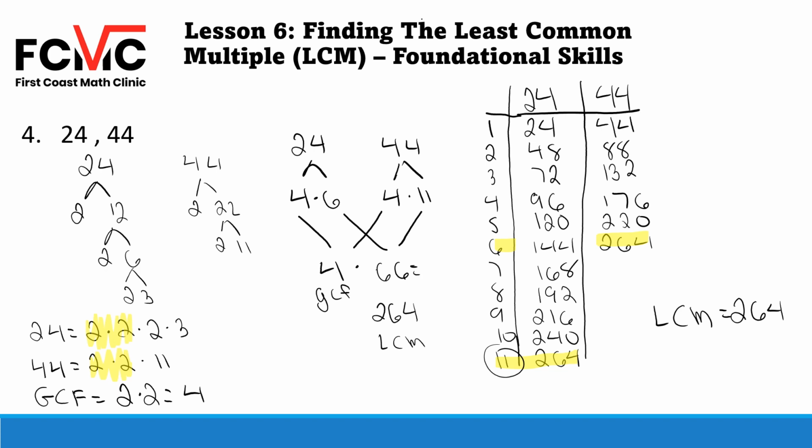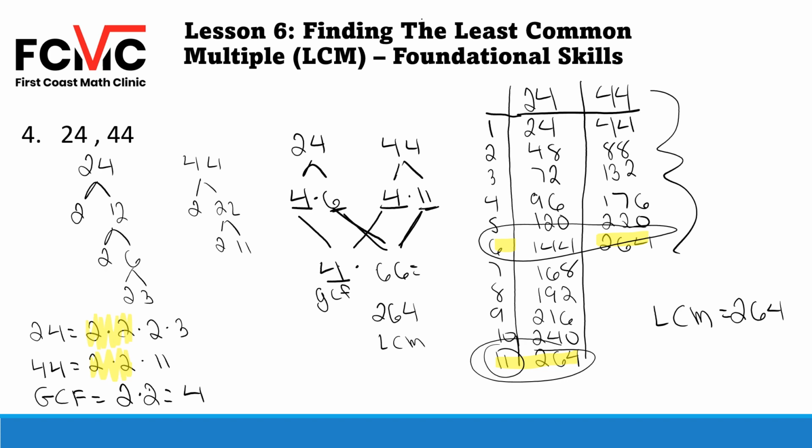So again, two different ways we could do this. We could either create our table of values and just keep extending it until we find the two values our tables have in common, or we could find our greatest common factor and multiply it by the product of the leftover values, the values that you need to multiply the greatest common factor by to get the original numbers. Okay, so two different methods here.